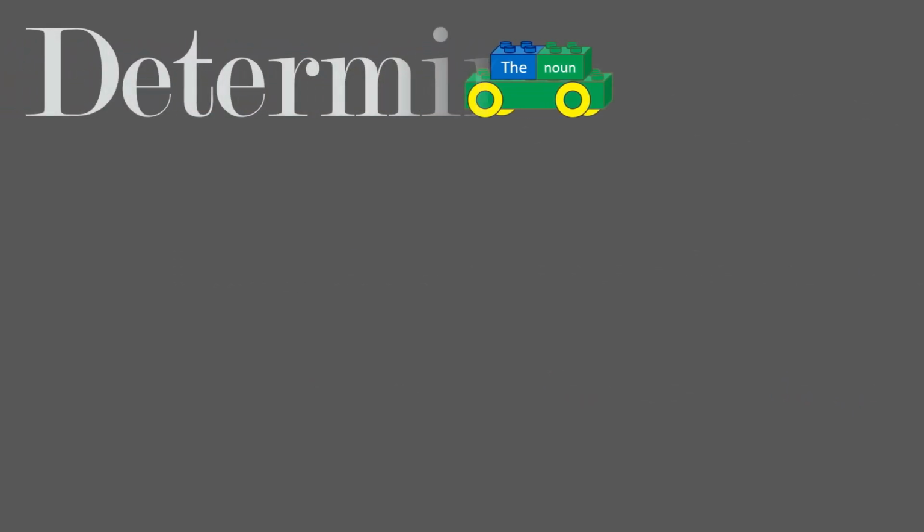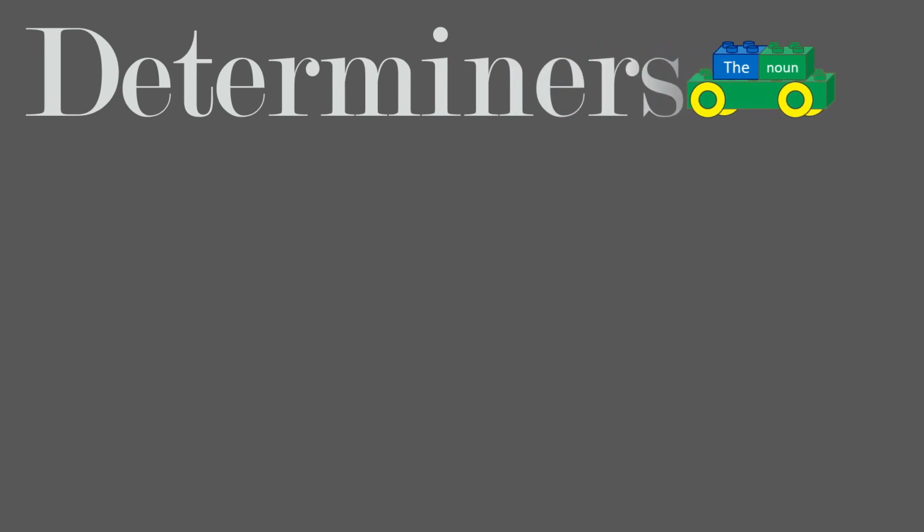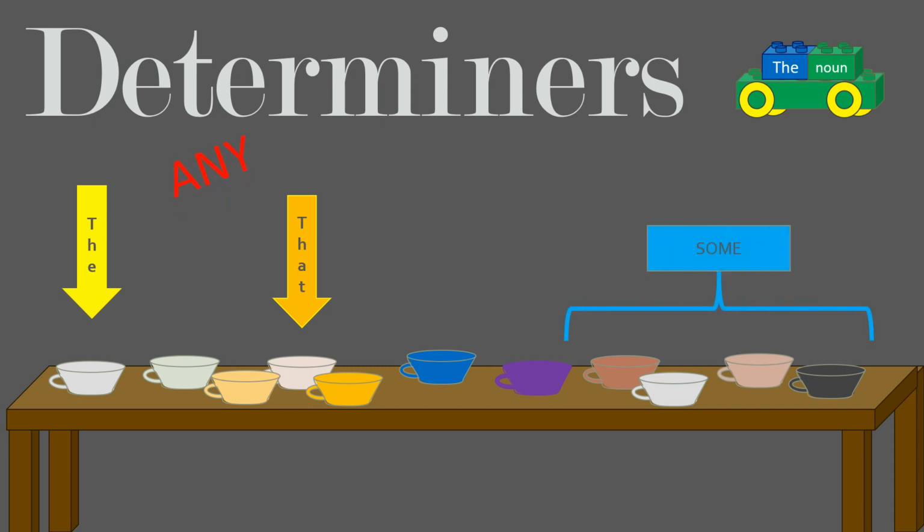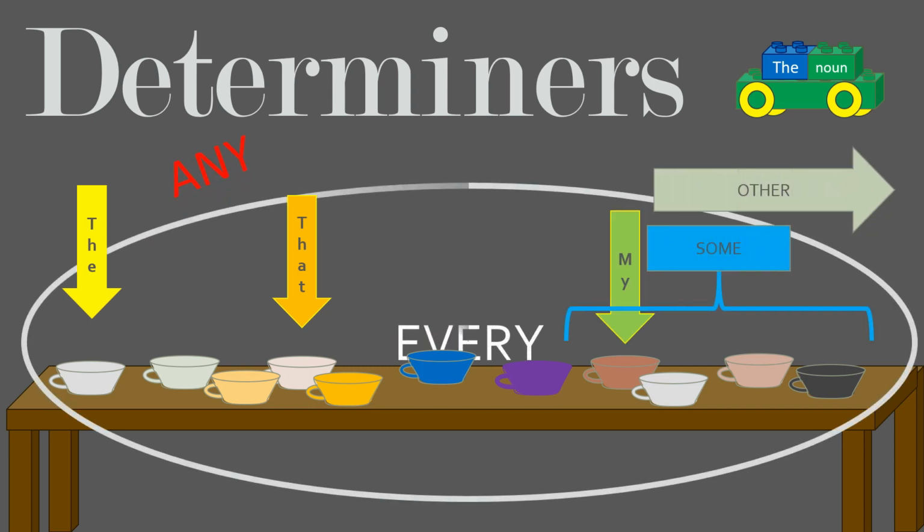Remember our noun test? If so, you remember that you can put a "the" in front of any noun. I mentioned before that "the" belongs to a class of words called determiners. Words that help you identify particular nouns out of a group. So, if you had a table full of teacups, you could use a determiner to tell your reader which one you were talking about. The teacup, that teacup, any teacup, some teacups, every teacup, other teacups, my teacup. You get the idea. Determiners determine the noun you're talking about.